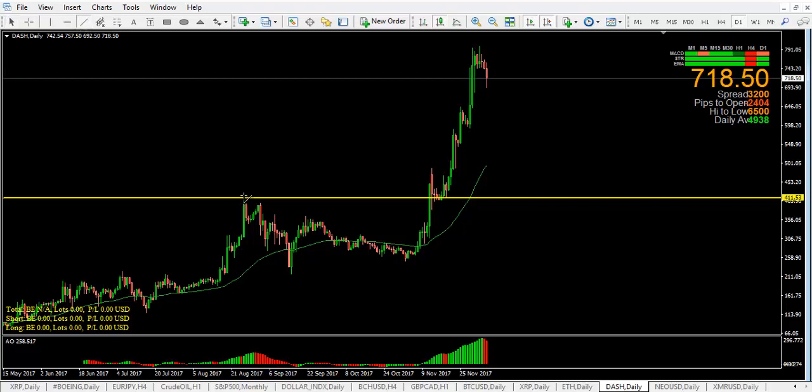This is an amazing thing. This was a resistance in the past, and the 50 exponential moving average is around this area. So I want the market to pull back at this area and bounce back. This is the best buying area. It's a discount.